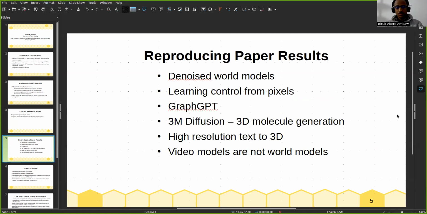I'm trying to reproduce some paper results. These are papers that I'm presenting for my master's studies, each of them in my master's courses. One of them is the noise model. This is something I'm doing for my reinforcement learning class, learning control from pixels. It's basically using computer vision research for learning control policy, so it's vision and reinforcement learning.